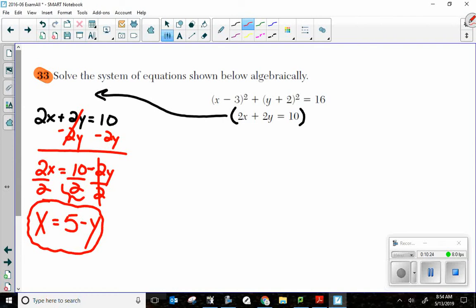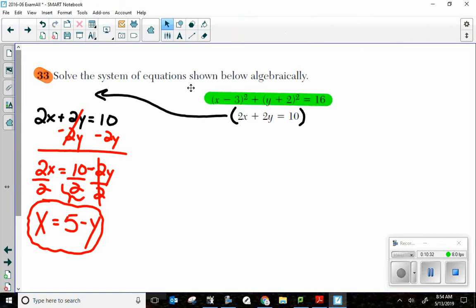Number 1, I can now do substitution. What does that mean? For my second equation here, wherever I see an x, I happen to see one right here, I can put 5 minus y in for that x. And now that entire equation only has y's. It only has one variable, and I could solve for that one variable. That's the whole purpose behind substitution.